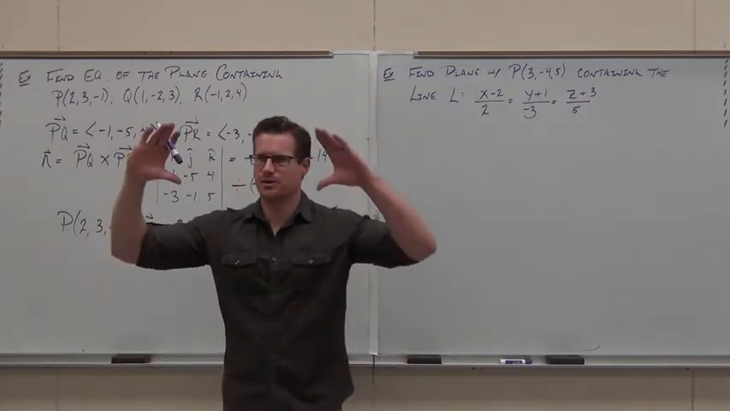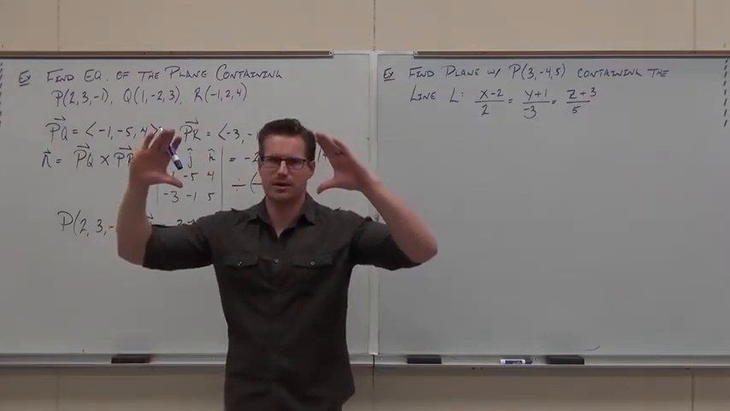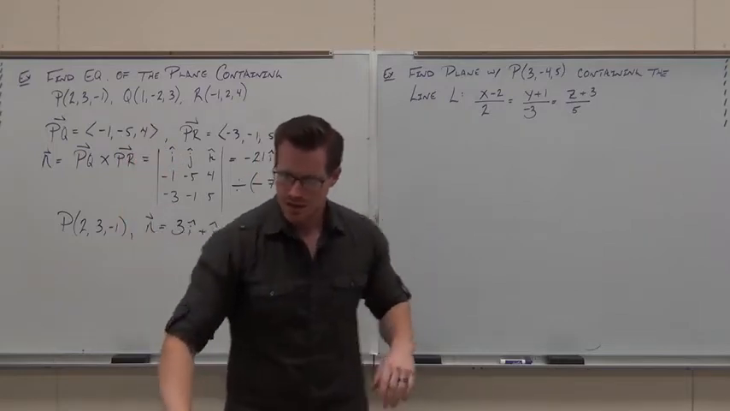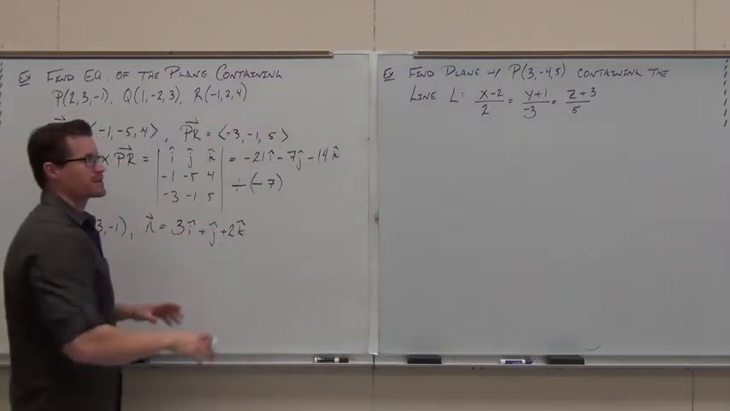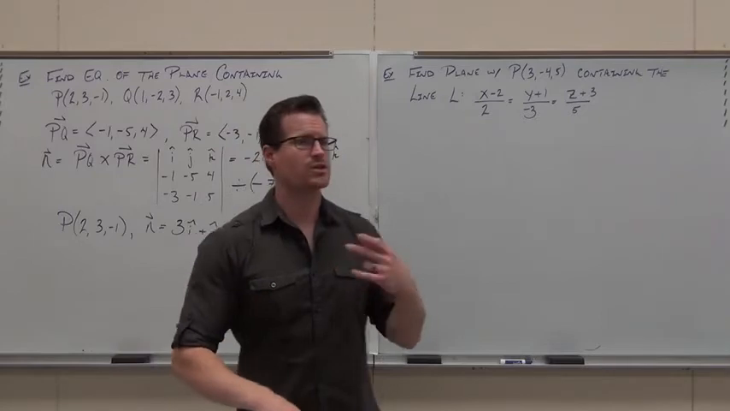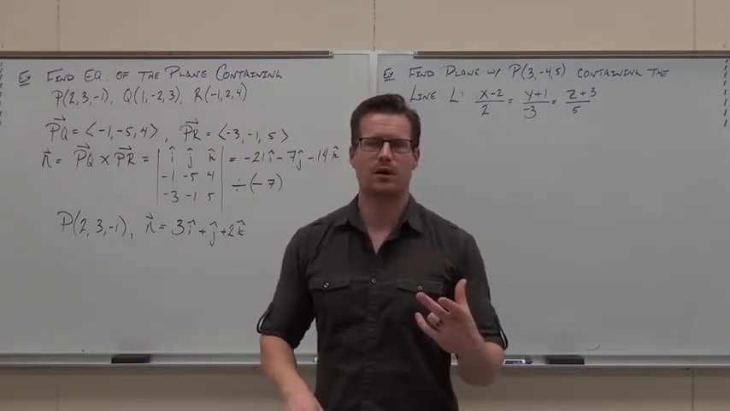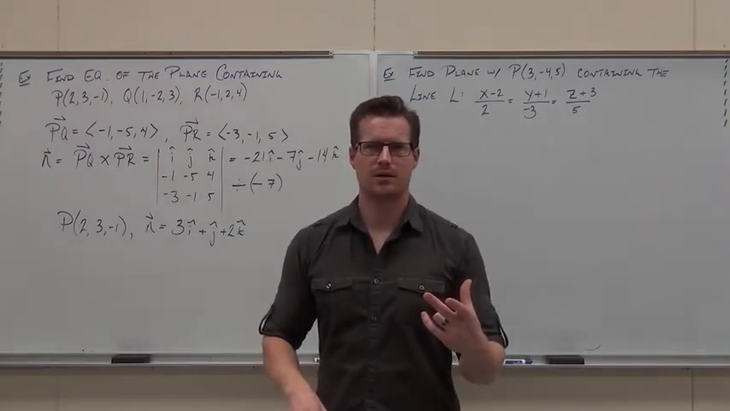Could you change that to the vector brackets and be just fine? I don't care how you do it. We're going to use both in this class. So from here, we've got a point, we've got a vector. What I want you to do, if you haven't done it already, is fill out the formula for a line or a plane.